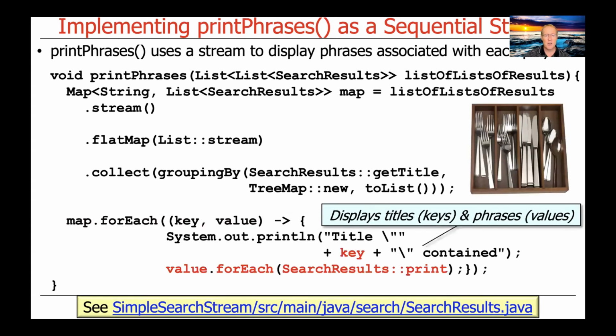We're going to take each key value pair and print out the title, like The Tragedy of Hamlet, Prince of Denmark, and then we're going to say contained, and then print out each of the elements that are the phrases and where they appeared. So value.forEach is going to say for the list of search results, print each of the search results, and that's how it gets displayed. And the SearchResults::print method is something you can find in the SearchResults.java file if you're so inclined to see how that code actually works.